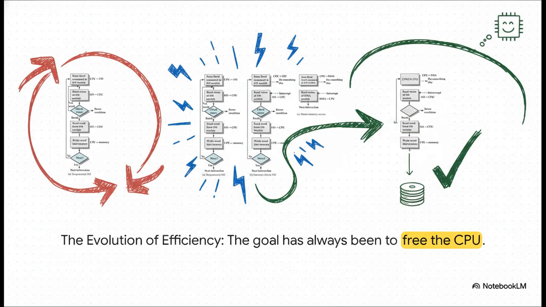So now, let's put all three of them side by side. When you do that, you see this beautiful story of evolution. On the far left, you have a CPU that's literally trapped, running in circles. In the middle, you have a CPU that's been freed to do other things, but it's still getting poked for every little piece of data. And then, all the way on the right, you have the master delegator, a CPU that hands off the entire job and only gets one single tap on the shoulder at the very, very end. The goal through all of this has always been the same. Let the CPU do what it's best at, which is compute.